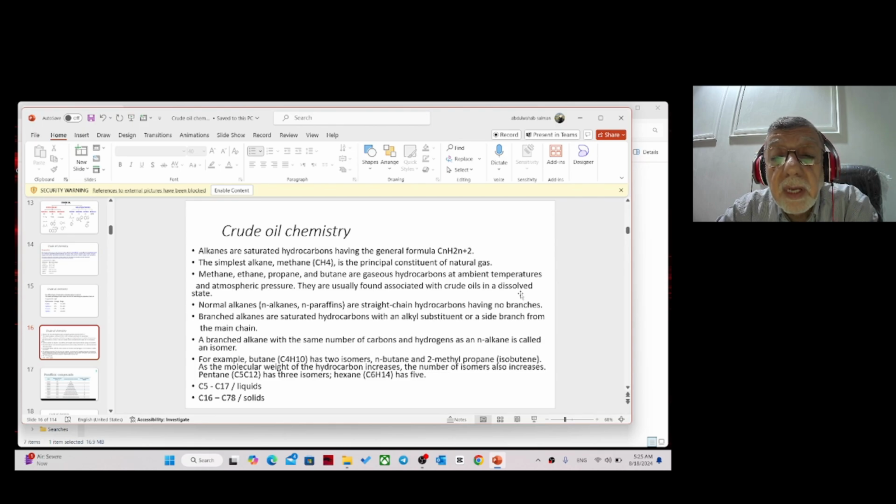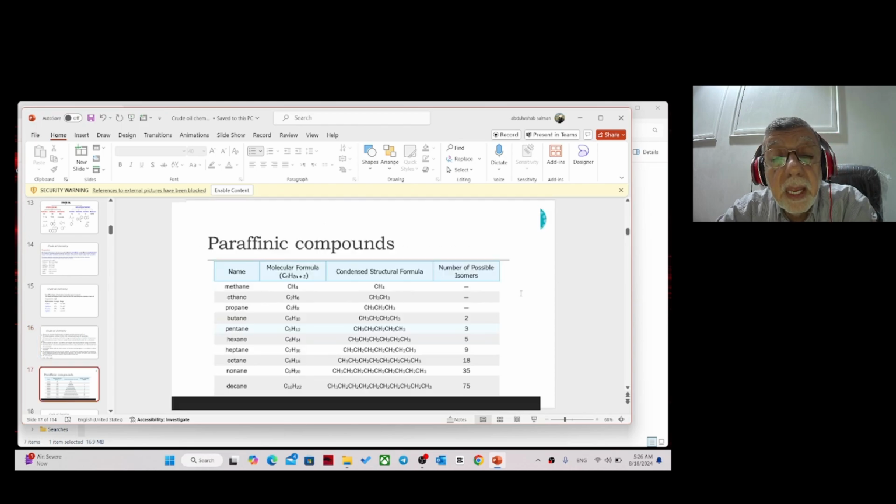Alkanes are saturated hydrocarbons having the general formula CnH2n+2. The simplest alkane is methane, CH4, one carbon atom and 4 hydrogen atoms, so n is 1 and H is 4. Methane is the principal constituent of natural gas. Methane, ethane, propane, and butane are gaseous hydrocarbons at ambient temperature. And the others, we see in this table: methane, ethane, propane, butane, pentane, hexane, heptane, octane, nonane, decane. This is the first 10 compounds of alkane or paraffin.